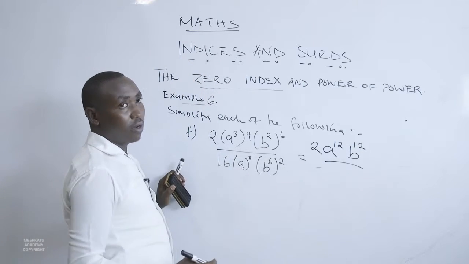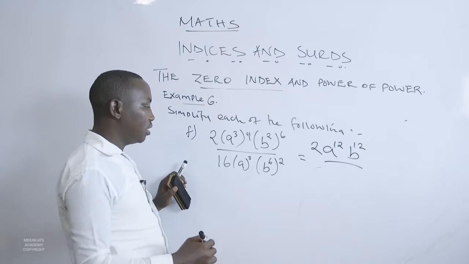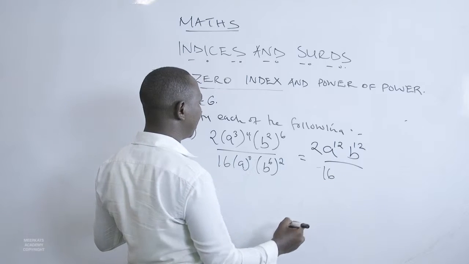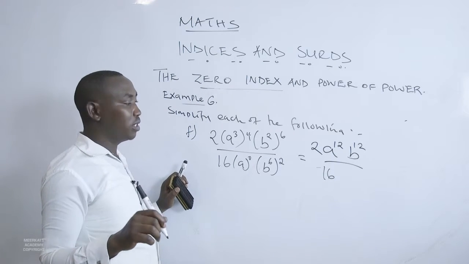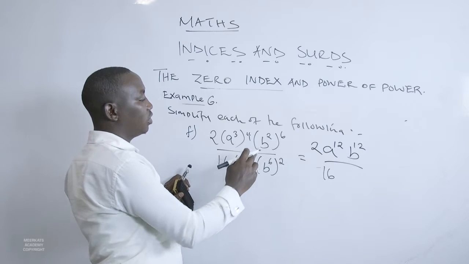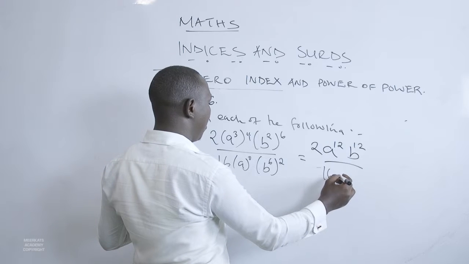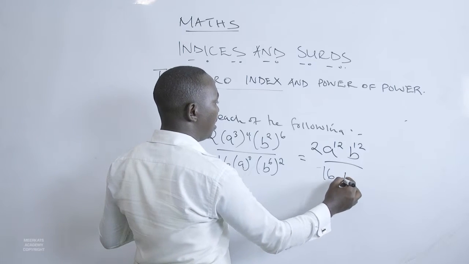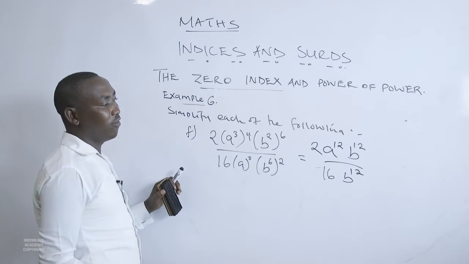A raised to 0. We had said that any number raised to power 0 is 1. Any number raised to 0 is 1, and therefore a raised to 0 is going to be 1. Therefore we're going to have 16 multiplied by 1, b raised to 6 by 2, which is 12.